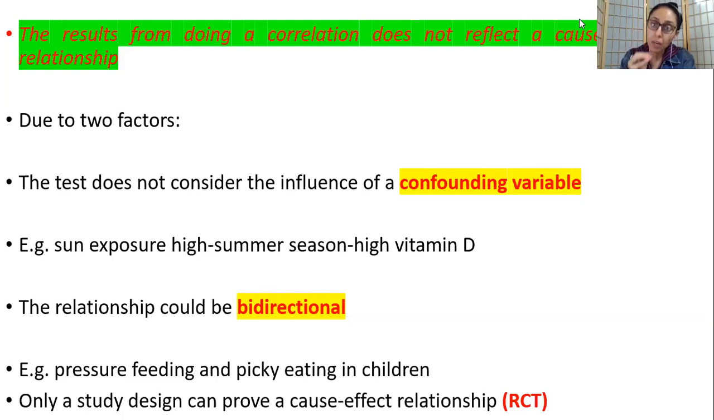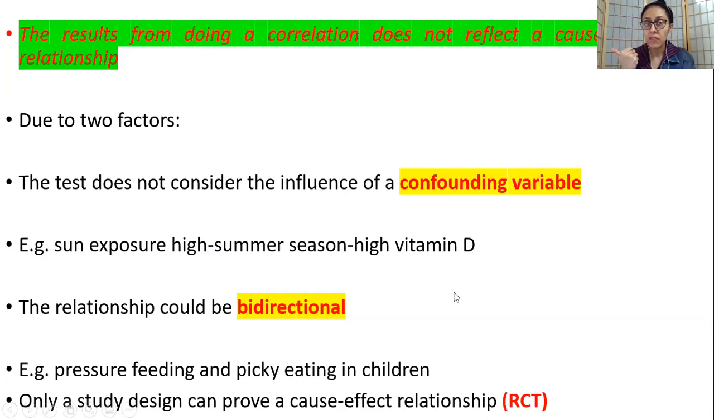And for you to establish a cause and effect relationship, even when you have done a randomized controlled trial, for example, if you just do a simple Pearson's correlation, it is not enough to establish a cause and effect relationship. Because Pearson's correlation does not consider confounding variables, meaning all those other variables which may also be responsible for the low vitamin D levels, in this example, the sun exposure and vitamin D levels.